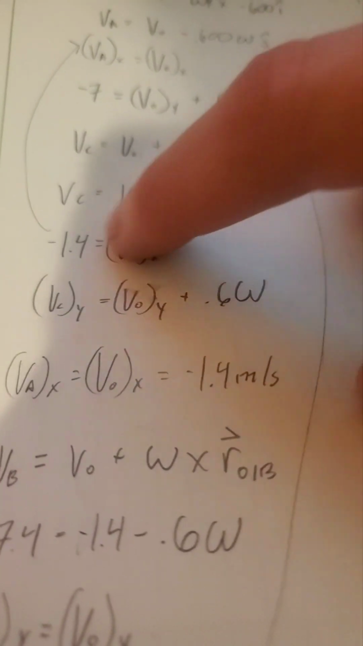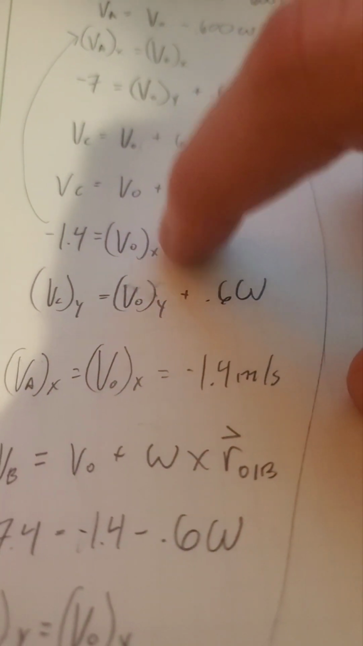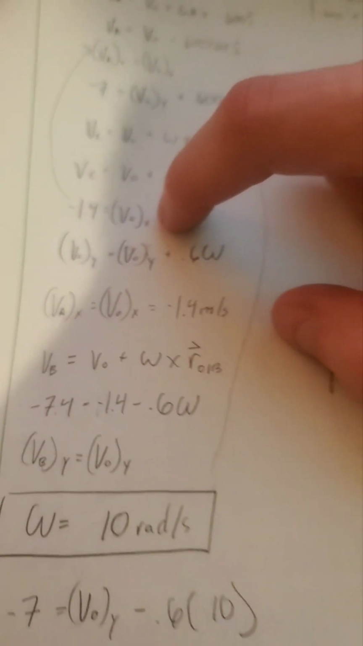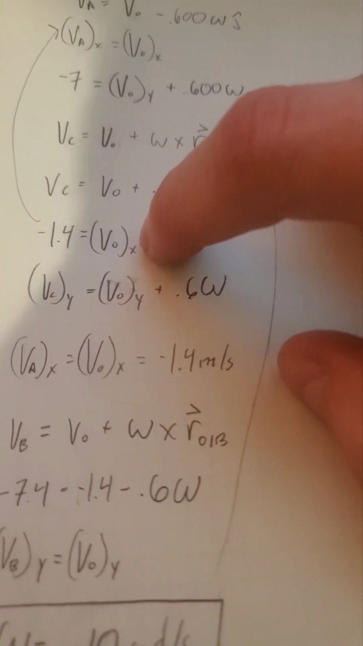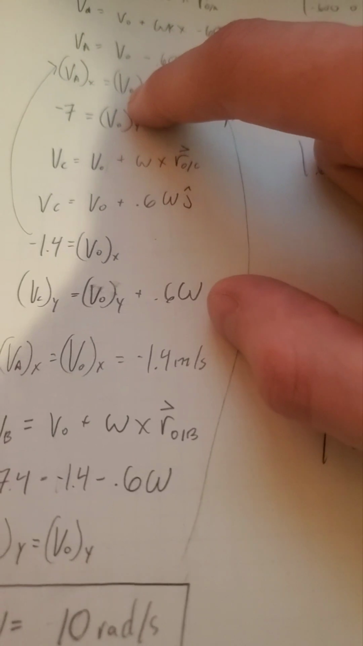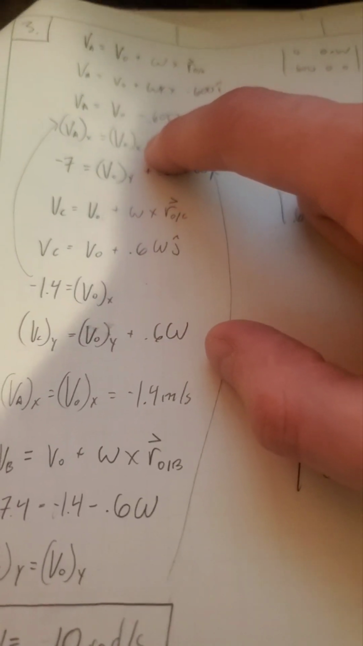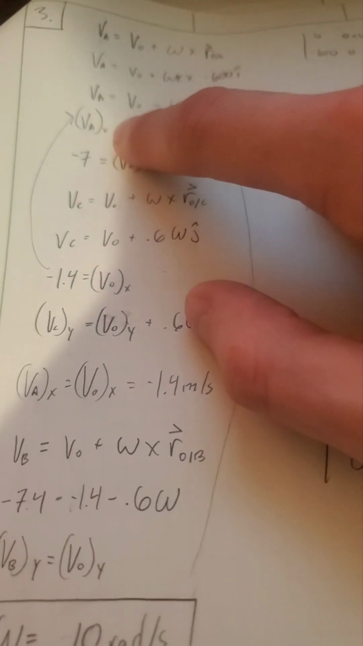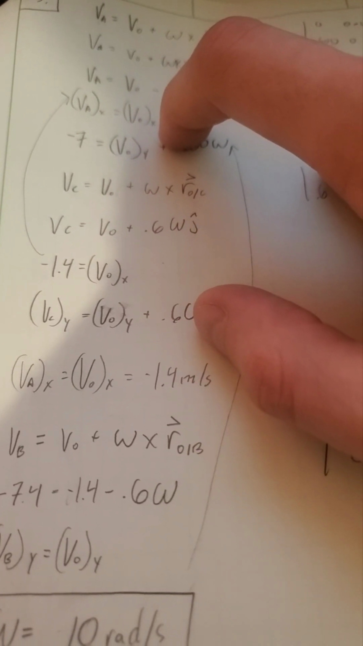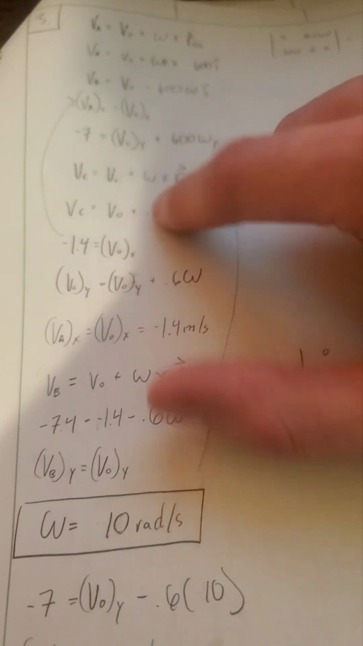This one is given to us, the x velocity, so we know this means this has to be the velocity of the whole entire thing. And then from there, you can just plug it into our original equation. So we know VA in the x direction is going to be -1.4.